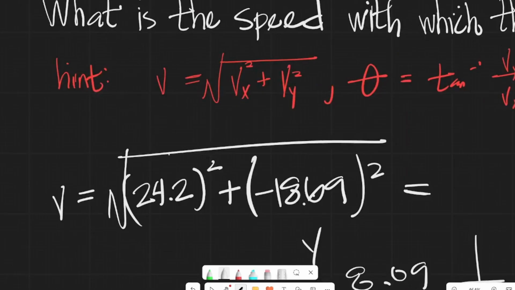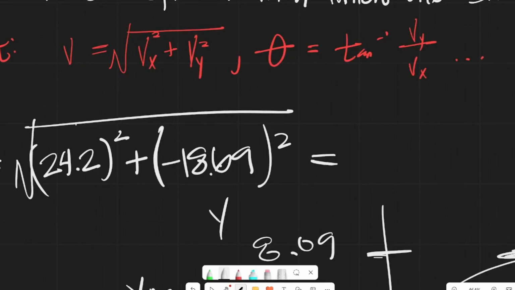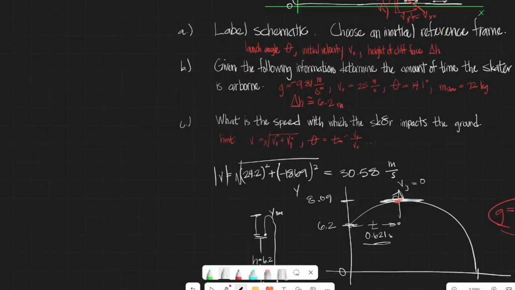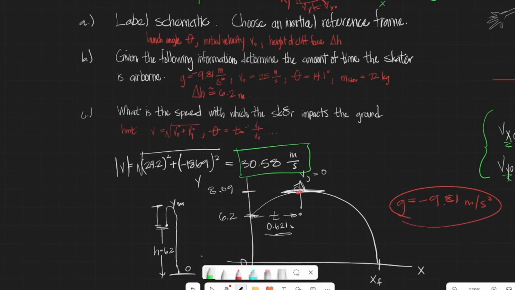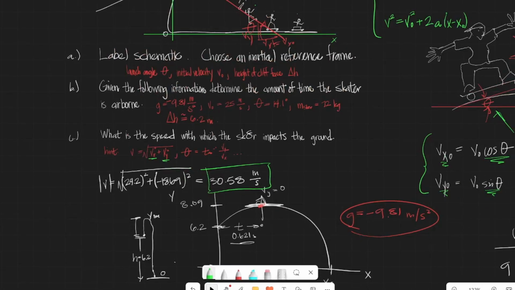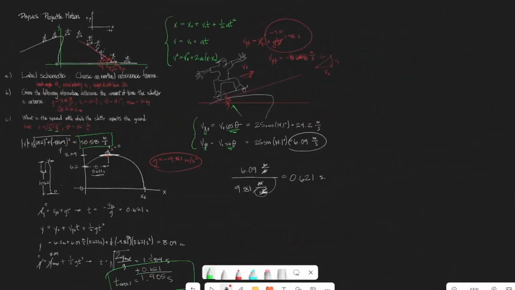How do you get the magnitude of V? In other words, you can call this magnitude of V. And if I type that into the calculator, I will get my final answer, which is 30.58 meters per second. So the skater hits the ground with this velocity, the x and y components of the velocity combined that we figured out in all of the previous steps by following the path of the skater.